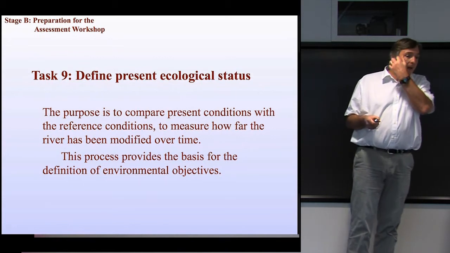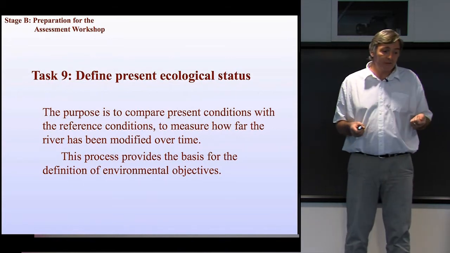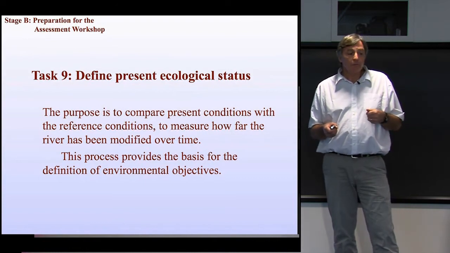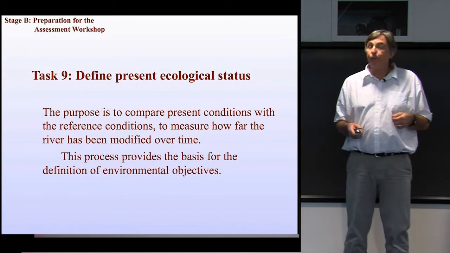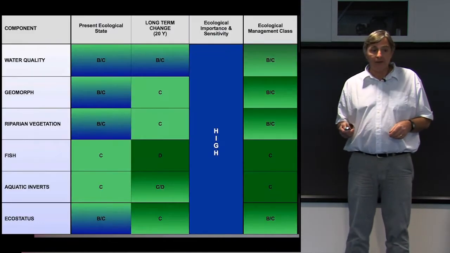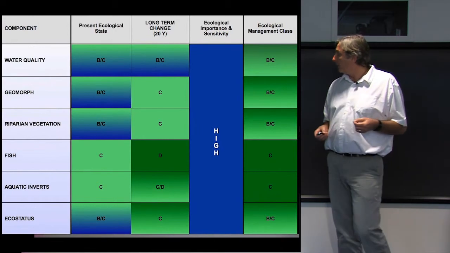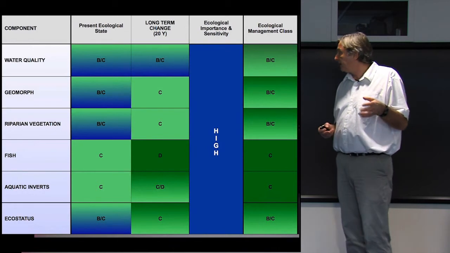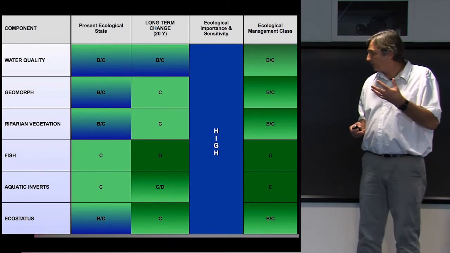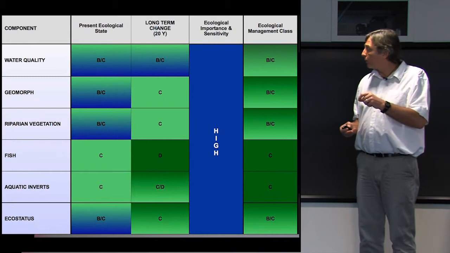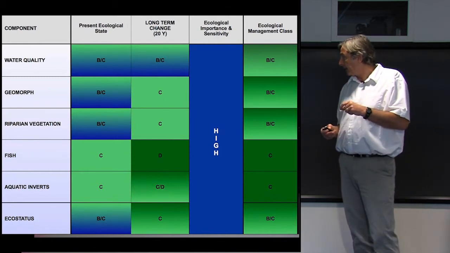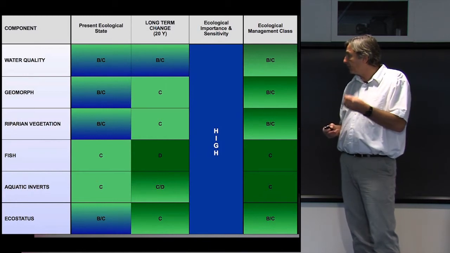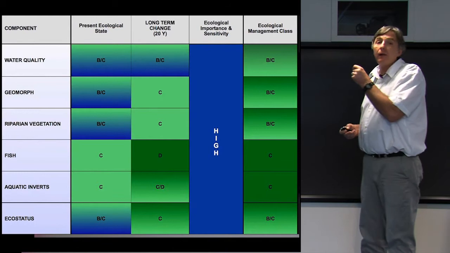Okay, task 9, defining present ecological status. The purpose is to compare present conditions with the reference conditions to measure how far the river has been modified over time. And this process provides the basis for the definition of the environmental objectives. So here's an example of a table where we're looking at different components: water quality, geomorphology, riparian vegetation, fish, aquatic invertebrates, and an overall what we've called eco-status in terms of the present ecological state, how much it's changed from the reference condition, in terms of the long-term change.